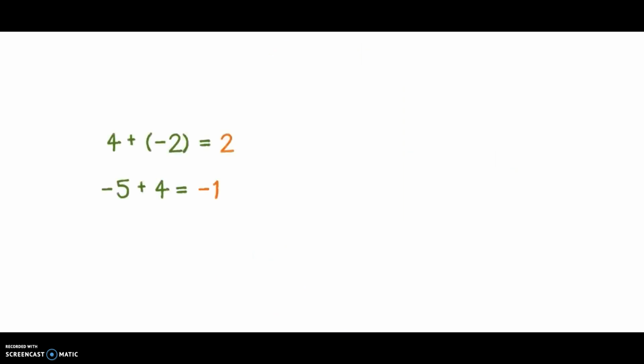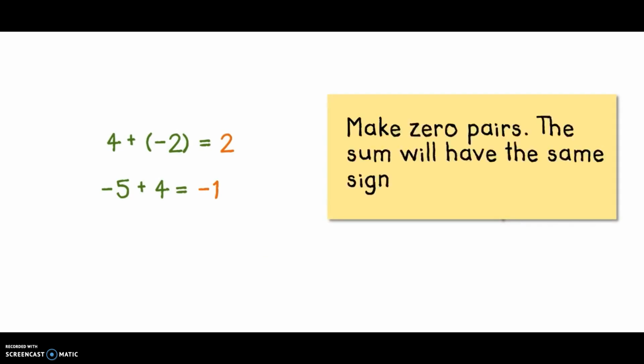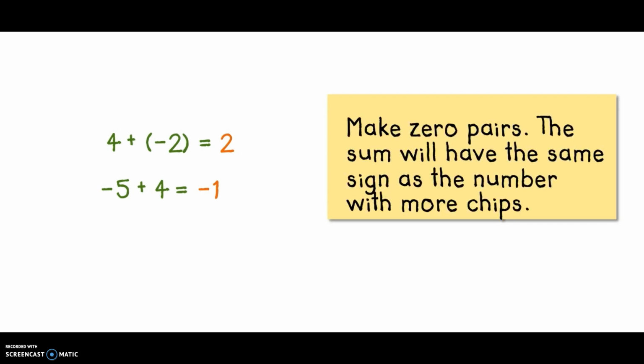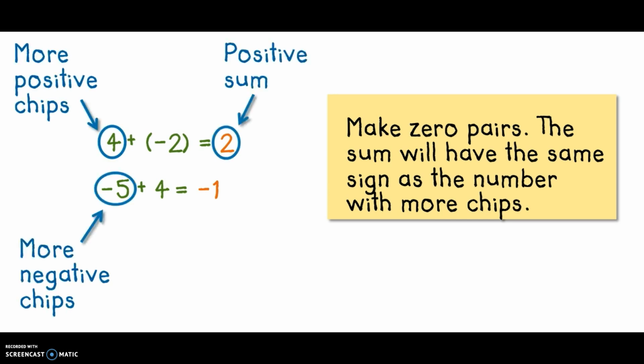Did you see a pattern when we added numbers with opposite signs? After you make zero pairs, the sum will have the same sign as the number with more chips. In the first example, there were more positive chips, so the sum was positive. In the second example, there were more negative chips, so we had a negative sum.